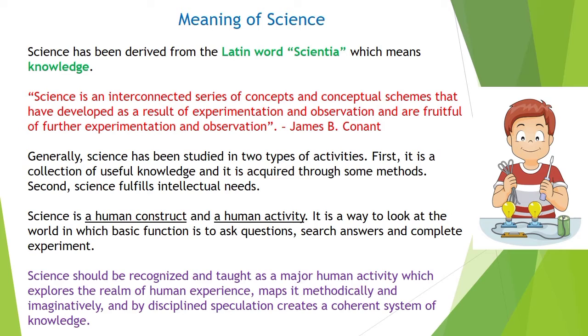Let us also see some of the sayings. James B. Conant says, science is an interconnected series of concepts and conceptual schemes that have developed as a result of experimentation and observation and are fruitful of further experimentation and observation.